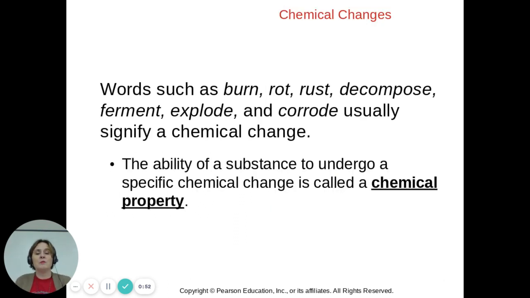When we use words such as burn, rot, rust, decompose, break down, ferment, explode, blow up, and corrode, I'm adding some here, we're usually talking about a chemical change. And by definition, that's the ability of a substance to undergo a specific chemical change, which means the substance you have is going through a reaction.